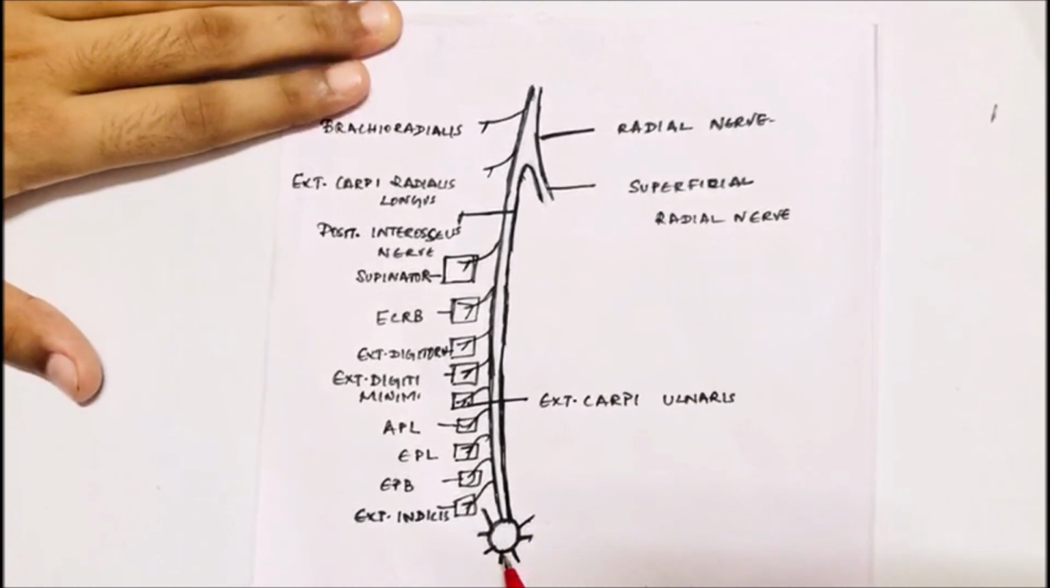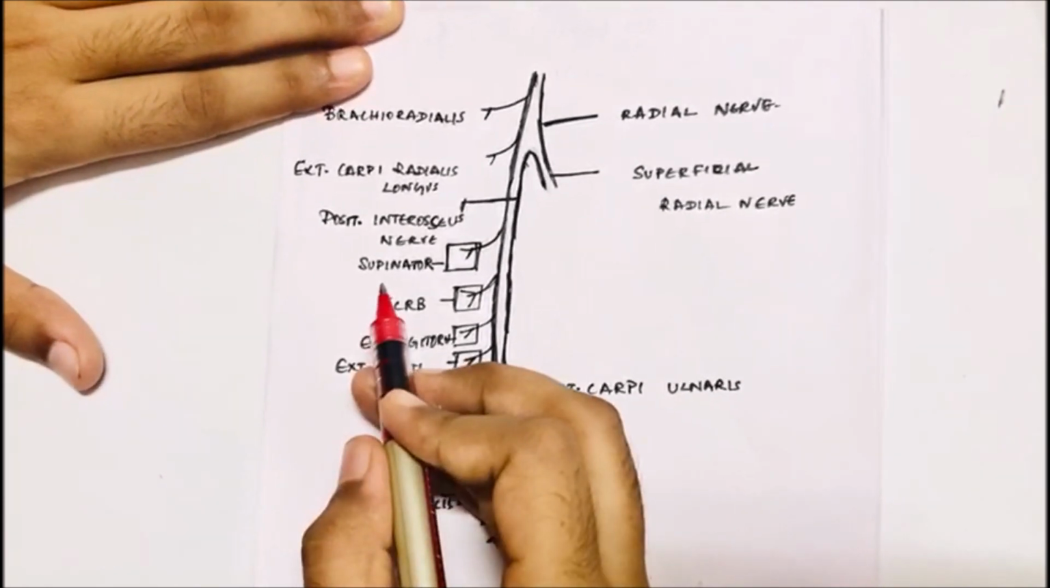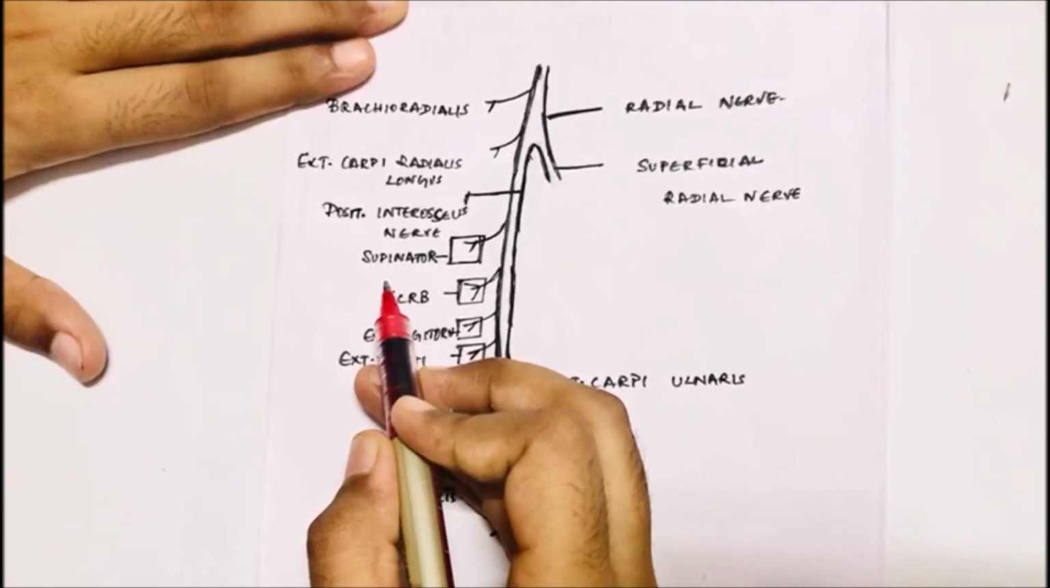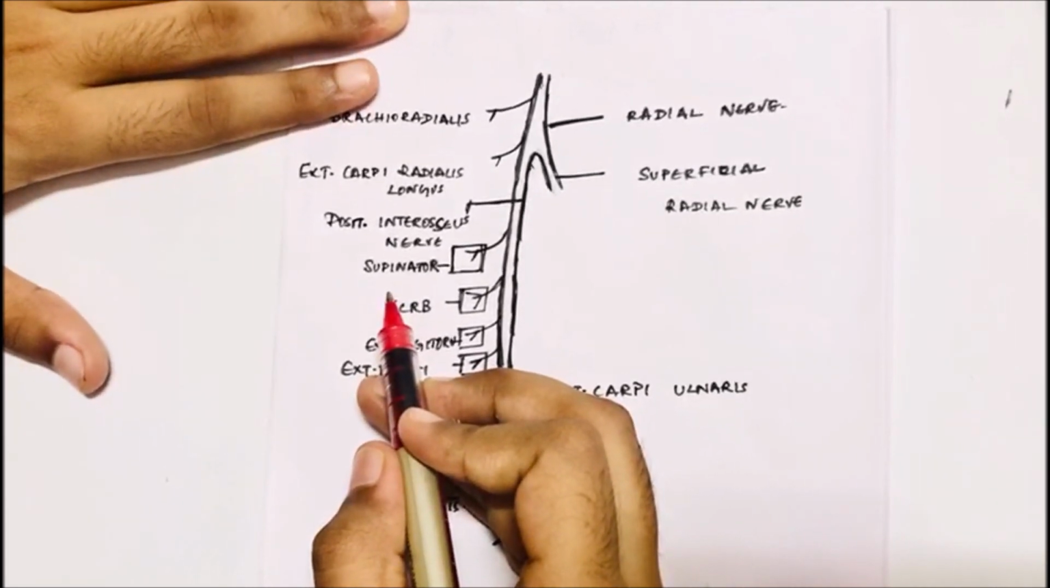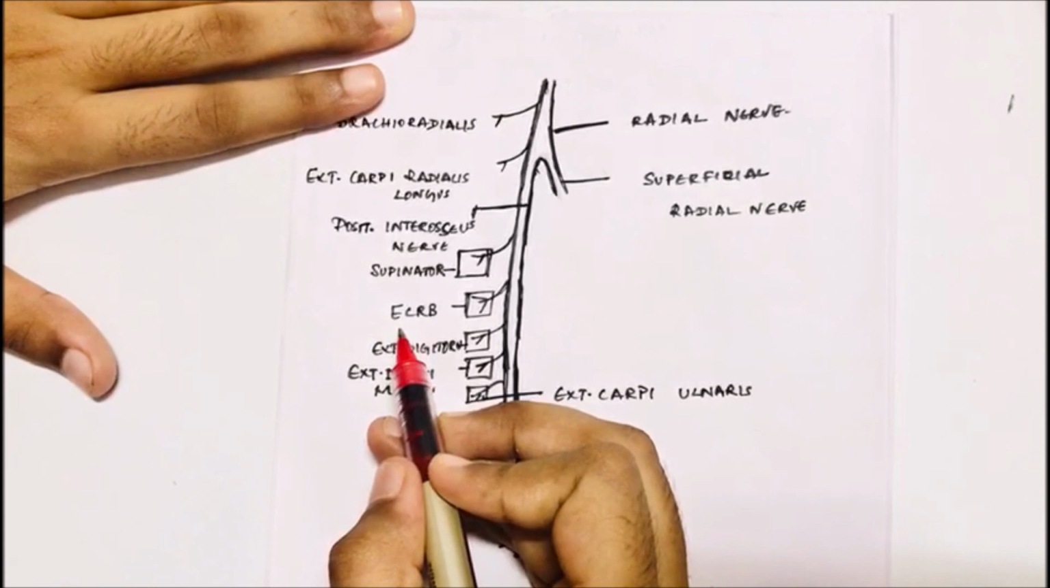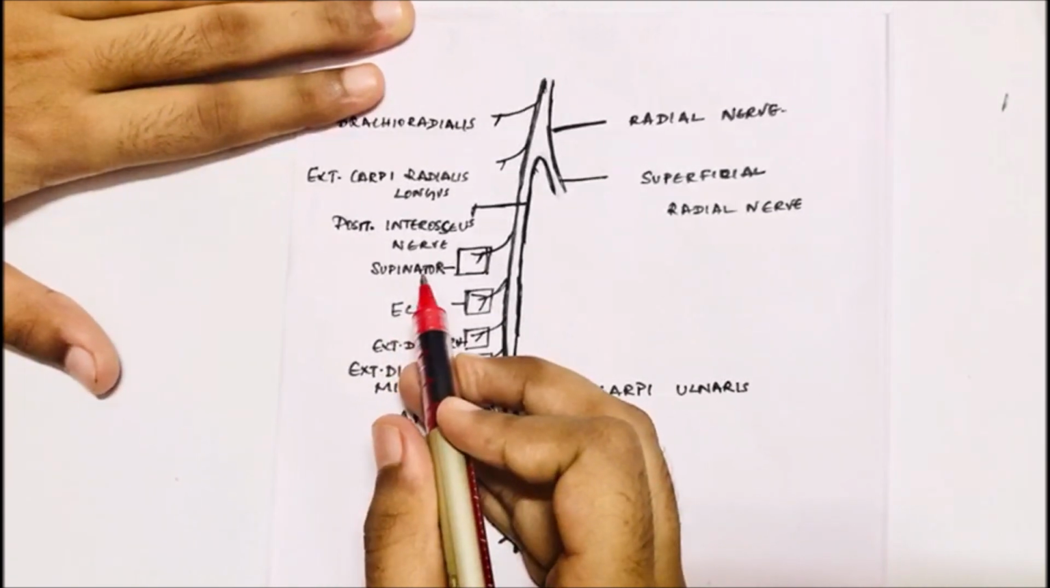Let us move on to its course and relation. The nerve appears in the back of the forearm by piercing the supinator muscle and winds around the lateral side of the radius. To move on to its branches, before piercing the supinator, it supplies the extensor carpi radialis brevis and the supinator.